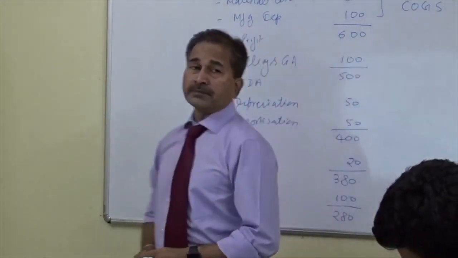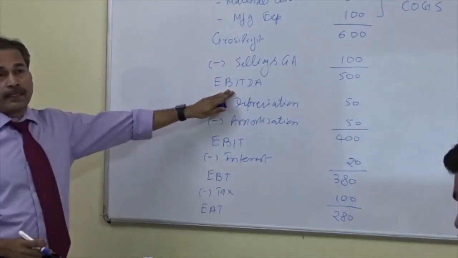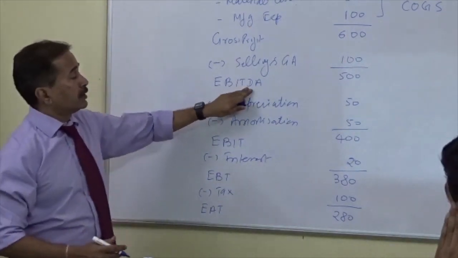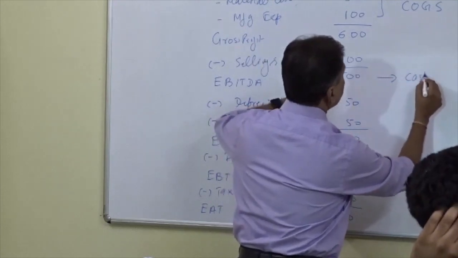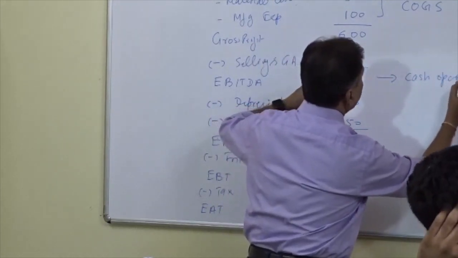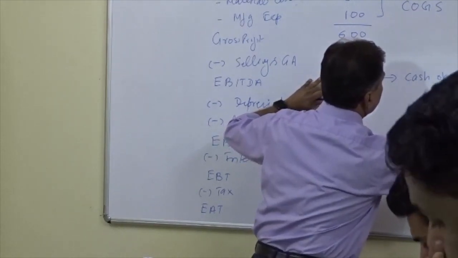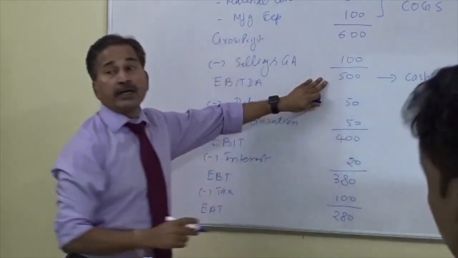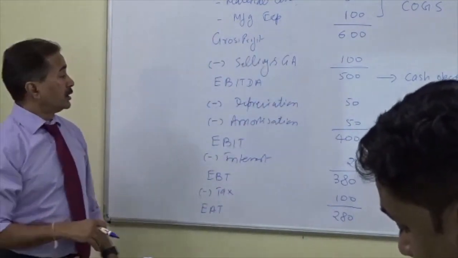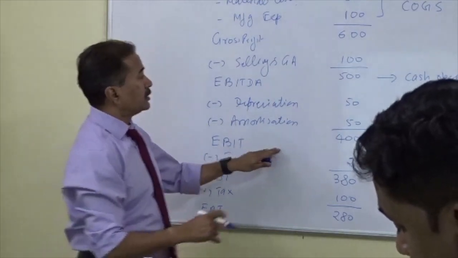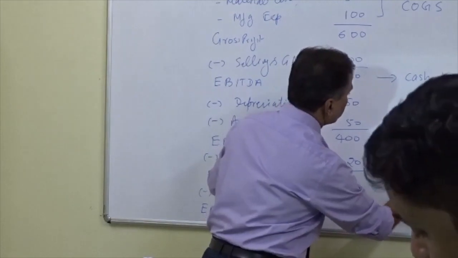अभी एक चीज और समझ लीजिए, EBITDA is also known as cash operating profit. EBITDA को कैश ऑपरेटिंग प्रॉफिट भी कहते हैं. Likewise, EBIT is known as operating profit.